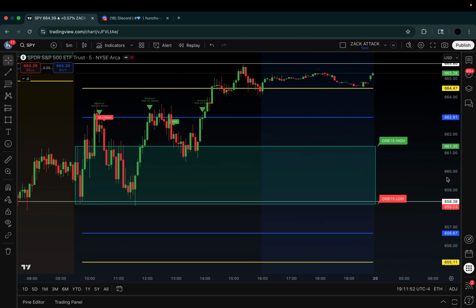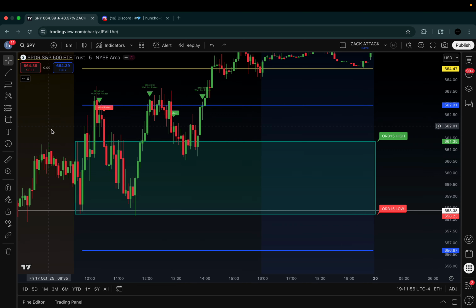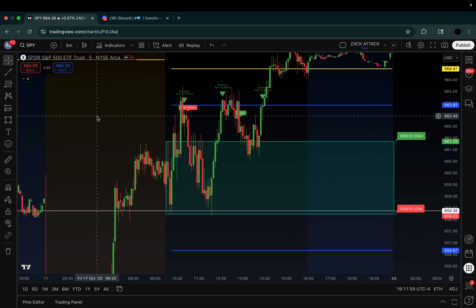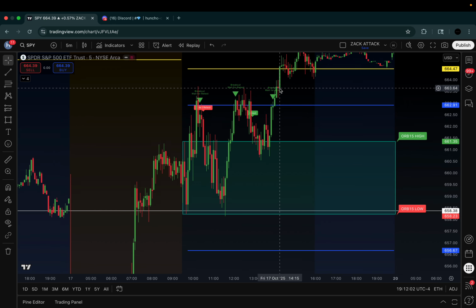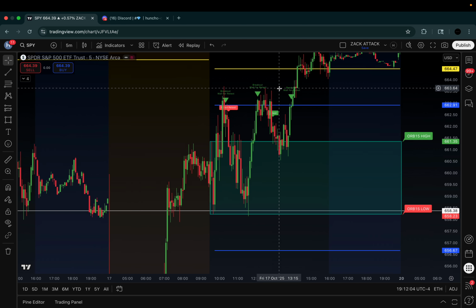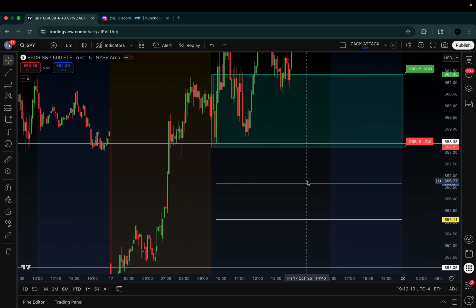I don't know if it's the 61% or the 70, I believe it's the 50% and then the 61%. But yeah, these are pretty good targets to have out after these breakouts. These are just something to have on your chart. I don't know how reliable these levels are.